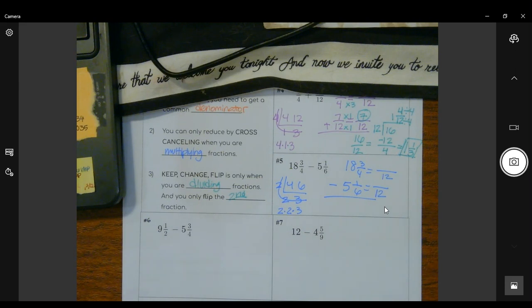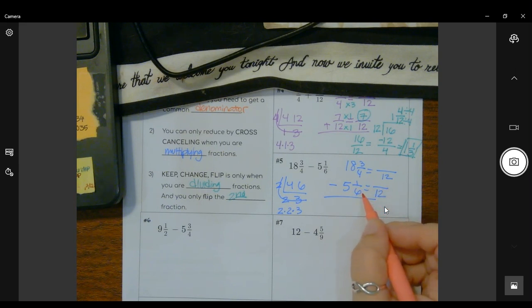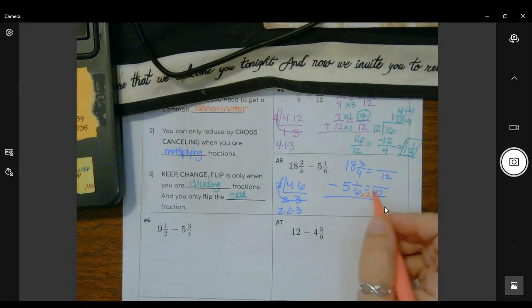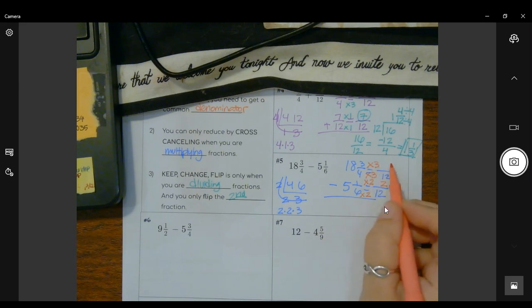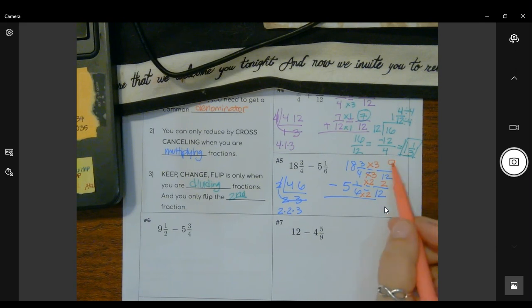Okay. Now let's recreate 1/6 as an equivalent fraction. What did you do to the 6 to get this 12? I multiplied it by 2, which means I need to multiply the numerator by 2, and 1 times 2 is 2. Okay, what did you multiply the 4 by to get it to become 12? You multiplied it by 3. So do the same thing to that numerator, and 3 times 3 is 9. Okay, again, 9/12 is equivalent to 3/4 and 2/12 is equivalent to 1/6.